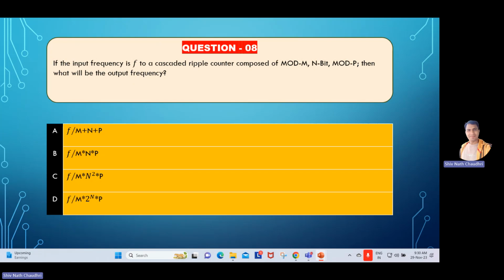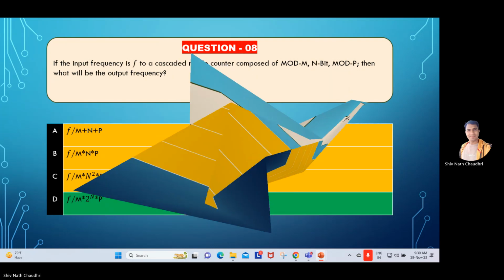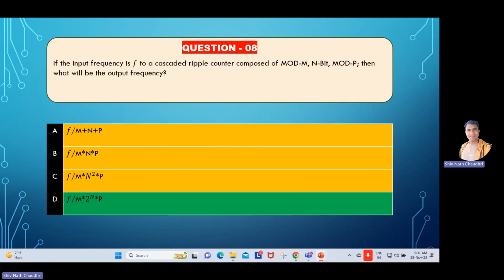What should be the output frequency for this cascaded one? The frequency divided by the multiplication of mod of individual counters. So the first counter is mod M, the second counter is N bit, so the mod for this counter is 2 to the power N, and mod P. So I think option D is right about this. Yes, option D is right for this question. And you have to pay attention to this. Somewhere mod is given and somewhere N bit is given. So you have to calculate the mod if the counter is specified by the bits.